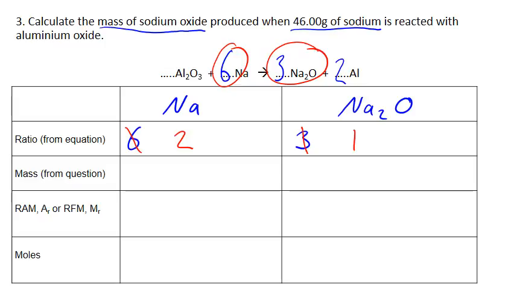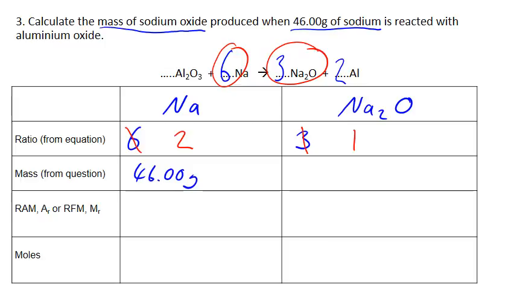Simplifying that ratio will just make things a lot easier later on when I come to work out the moles. Now I'm going to go through the table. I'm going to fill in what I can from the question and the equation. So the mass from the question, I'm calculating the mass of sodium oxide, so we'll leave that blank. And I'm also told that I've got 46 grams of sodium.